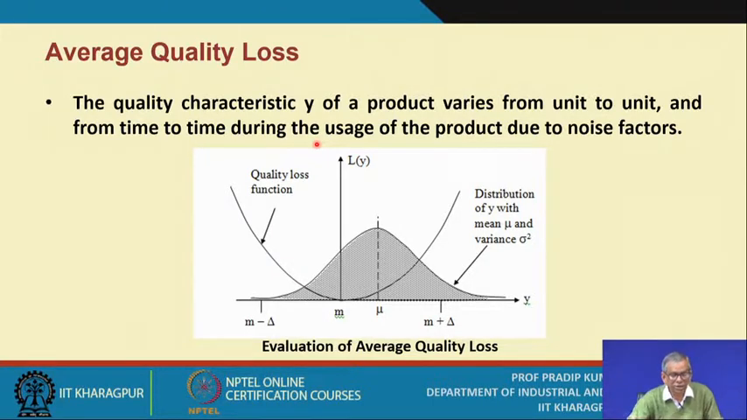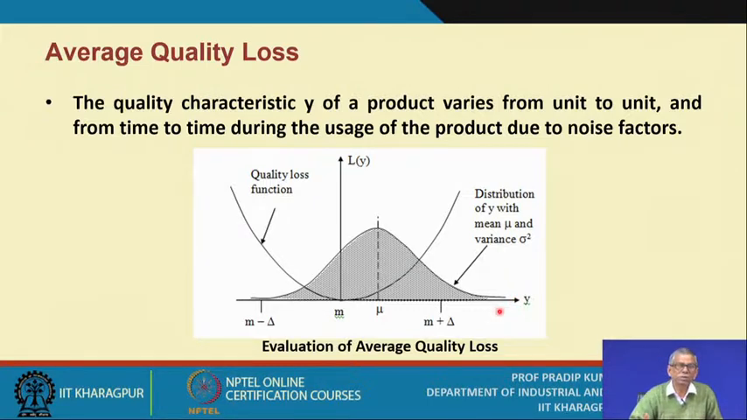The quality characteristic y of a product varies from unit to unit and from time to time during the use of the product due to noise factors. So this is basically the variation, a distribution of the values which you get, a distribution of y with mean mu and variance sigma square. So this is mu and the several values you have collected.